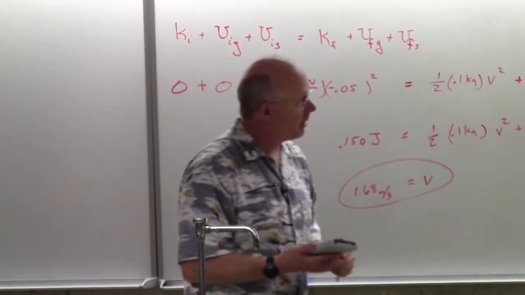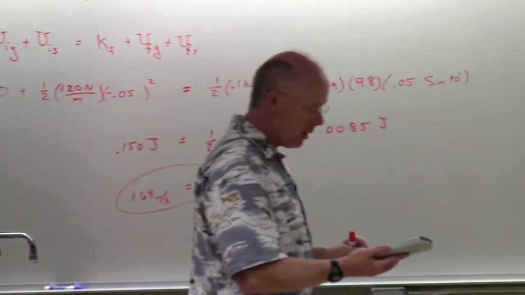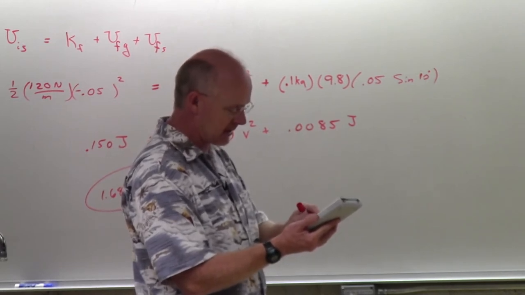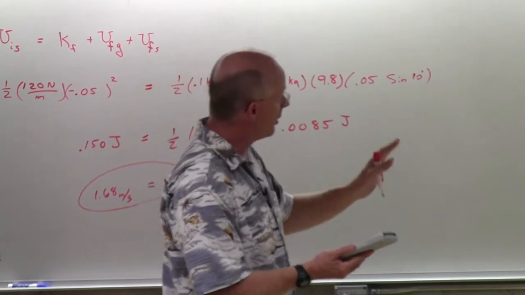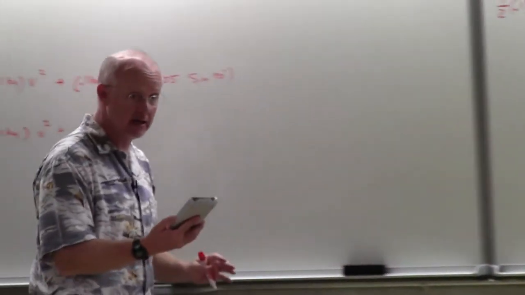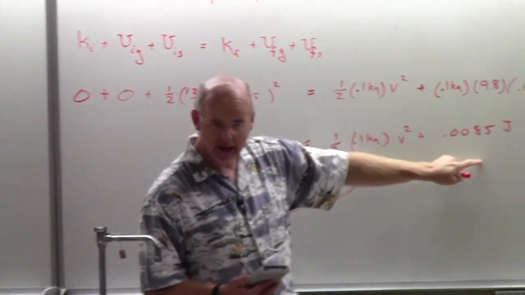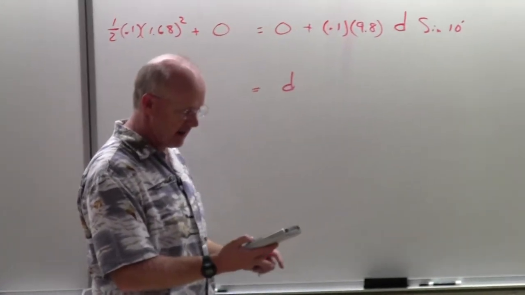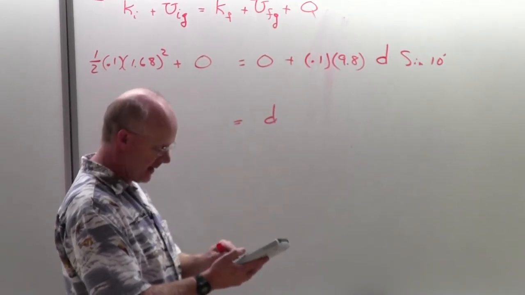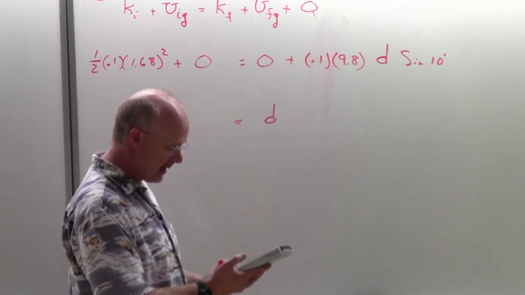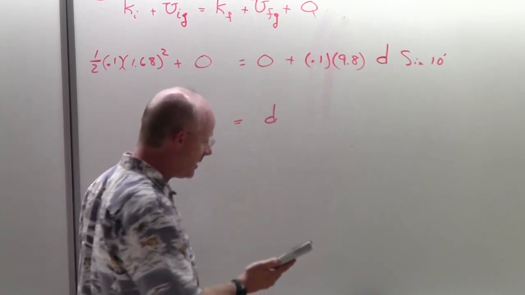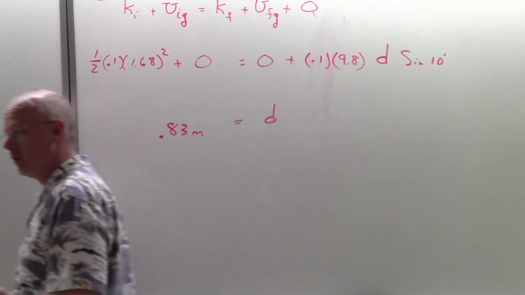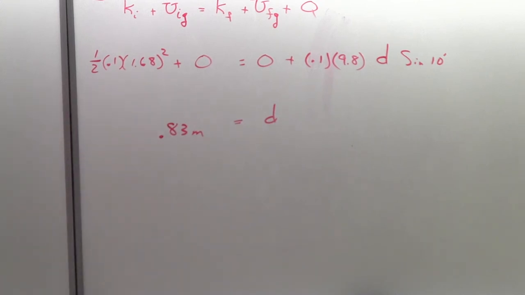Again, not to say that the pinball machine is that long, but if it was real long, what would I get? On this side of the equation, I'll go 1/2 times 0.1 times 1.68 squared, and I'll just hit enter. So this is the energy it has. In fact, it does match that minus that. Doesn't surprise me, that's where it came from. Then I can divide it by 0.1, take that answer, divide it by 9.8, take that answer and divide it by the sine of 10 degrees. And it looks like we're looking at 0.83 meters. So with that speed, it will go up about 83 centimeters.